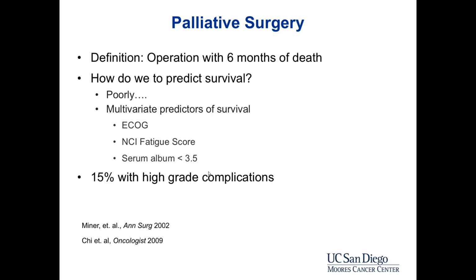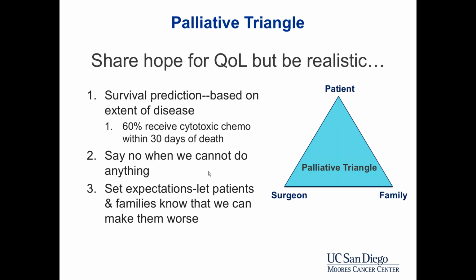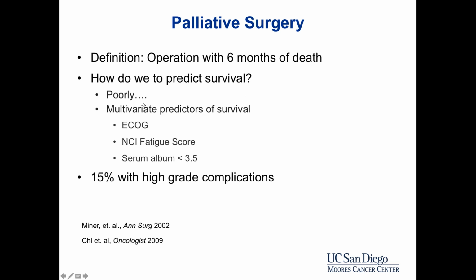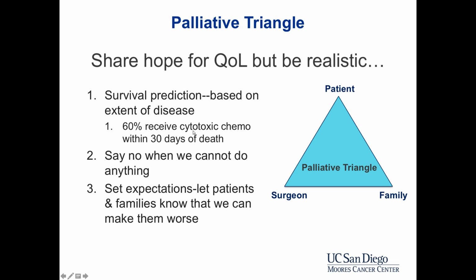In general, if you look at it across the board, palliative surgery across all disease types has high complication rates, roughly about 15%. And so with that being said, palliative surgery is really dependent upon a triangle of talking between the patient, the surgeon, and the family, and everybody coming to agreement about what is the best approach for improving the quality of life of a patient, but being realistic. And so we need to be cognizant of the survival prediction based upon the extent of disease, and we're still, as physicians, not always so great at this.